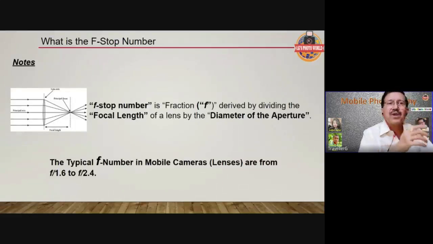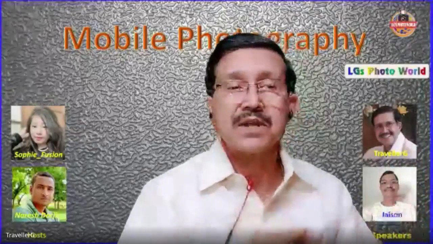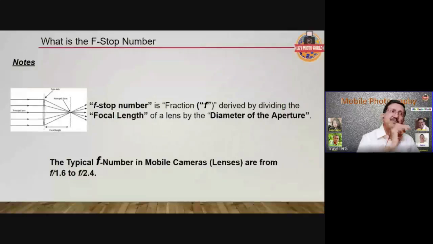That means focal length in mm and diameter in square mm. That's it. But we need not worry about all these things, because we are not going to treat this in a theoretical way. We are going to practically use it. However, there is some information for you.